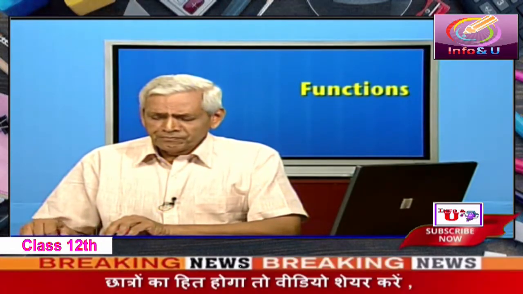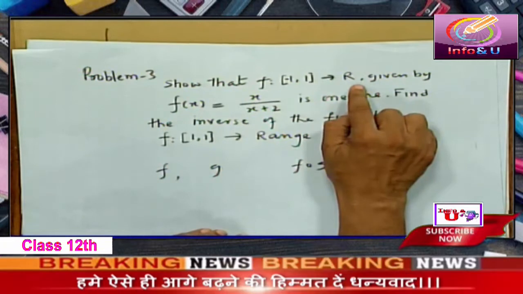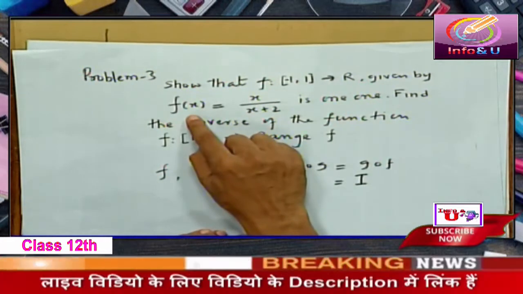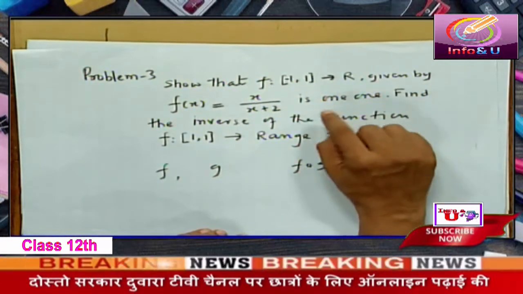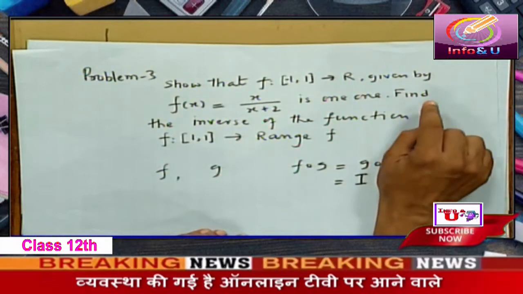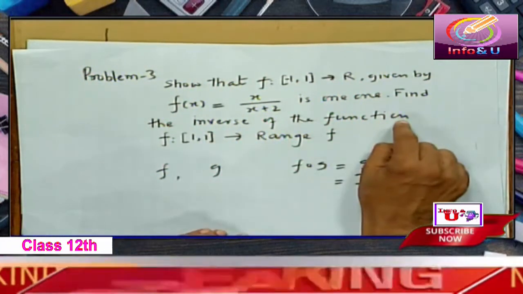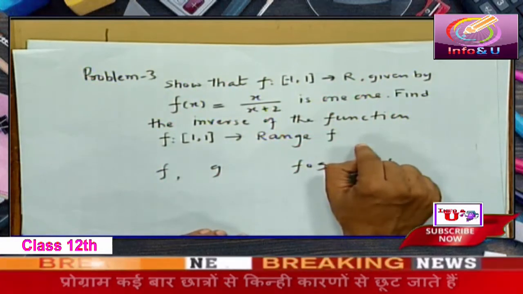In this problem, we are given a function from the interval minus 1, 1 to R given by f of x is x upon x plus 2. And we show that first it is 1-1 function, and then we have to find the inverse of the function f to the range of f.